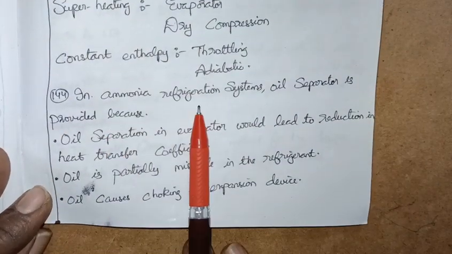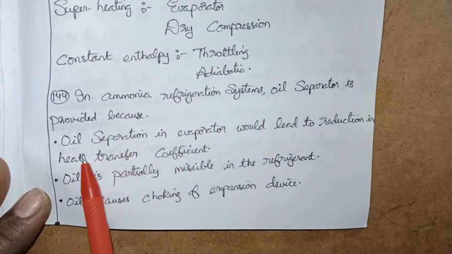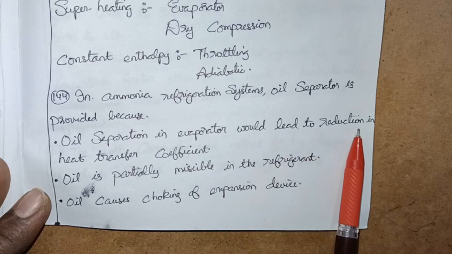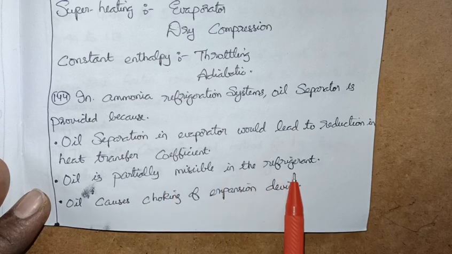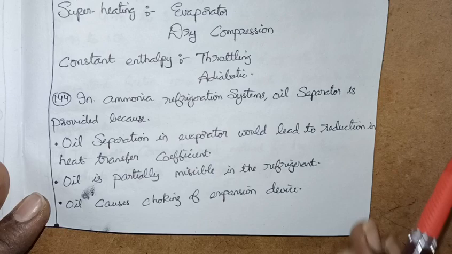In ammonia refrigeration systems, oil separator is provided because oil separation in evaporator would lead to reduction in heat transfer coefficient. Oil is partially visible in the refrigerant and oil causes choking of expansion device.